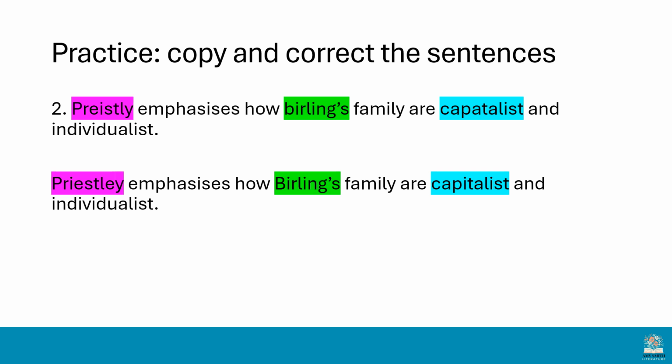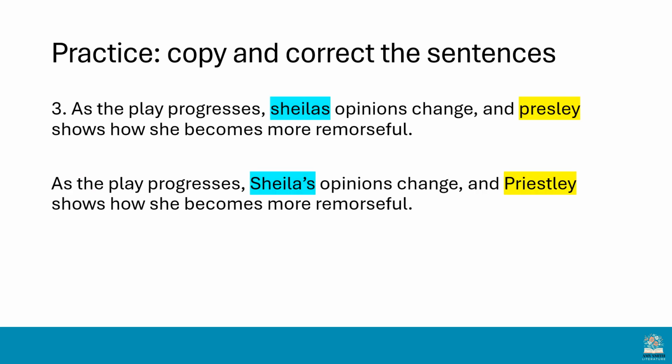Right, second one, again, Priestley was spelled incorrectly here. So L-E-Y at the end, and also that I-E in the middle. Then Birling's family, we need a capital B for Birling. Capitalist, you can see in the blue, I spelt it with an A the first time round. It needs to be capitalist, C-A-P-I-T-A-L-I-S-T. Right, the third one then, I've got Sheila's wrong. We need an apostrophe and we need a capital letter. So I've corrected that. And then I've written Presley in the first example, and it should be Priestley. So it was totally wrong.